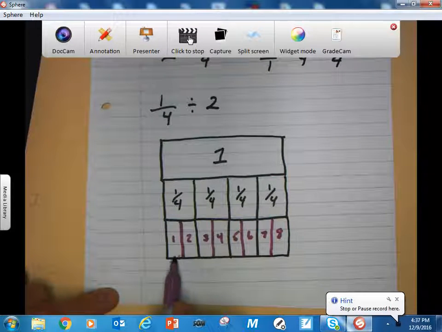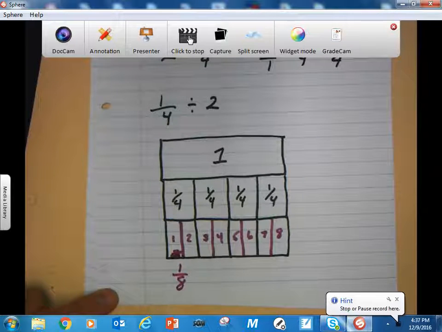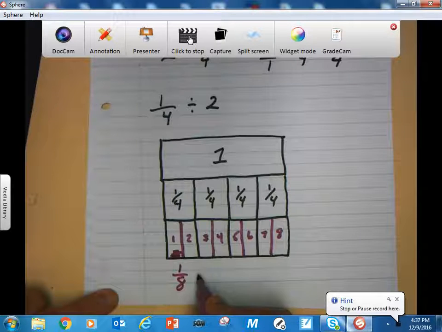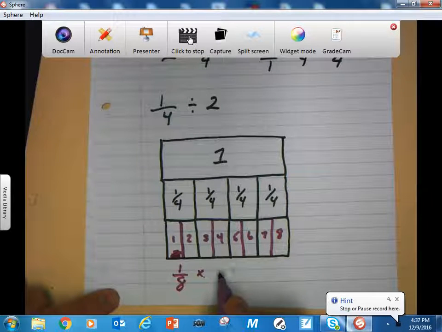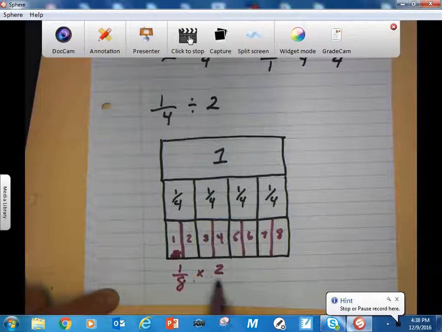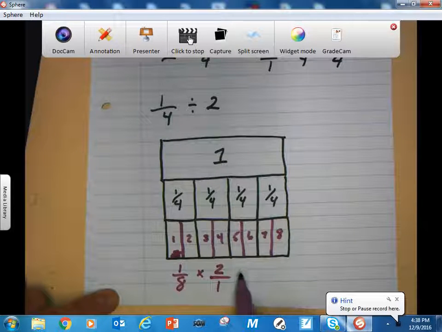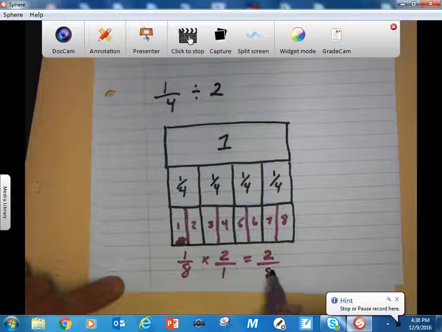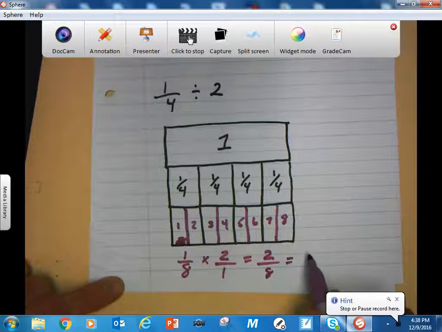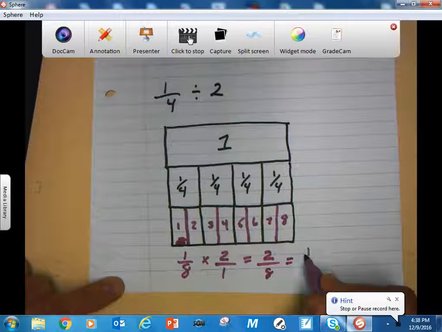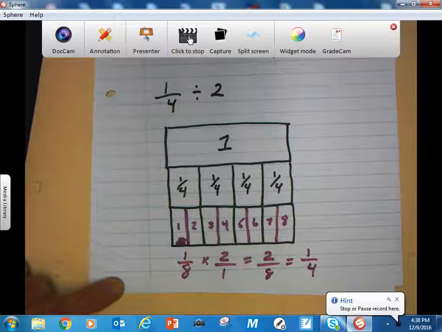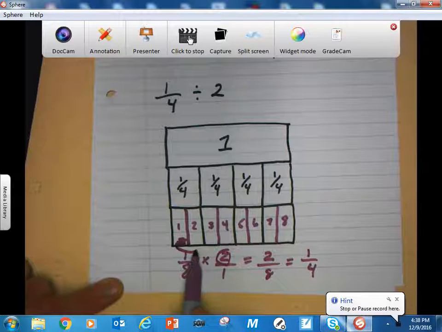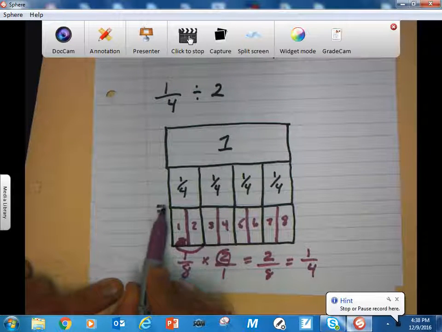Each individual box is going to equal 1/8. 1/8 times 2 is the same as 2/1. 1 times 2 is 2. 8 times 1, 8. 2 divided by 8 equals, or reduced, equals 1/4. I know that for every 2 1/8, it's going to equal this 1/4 right here.